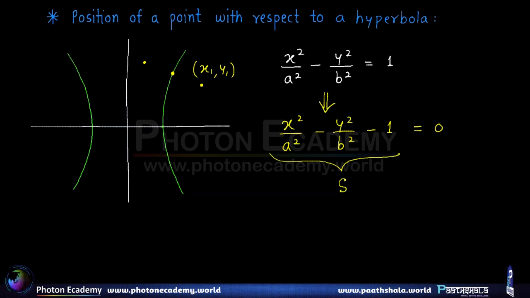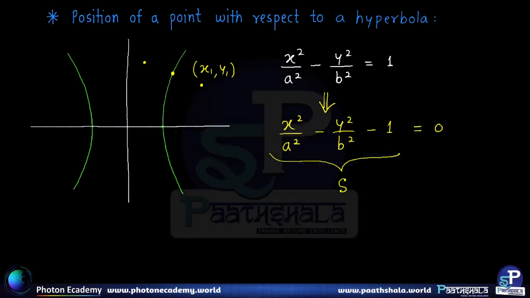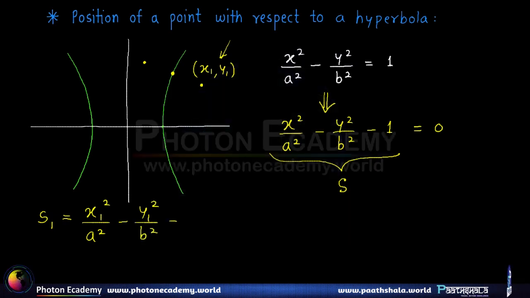Now what we have to do is, in this particular expression, we have to substitute the coordinates of the given point, and that we call S1. So here S1 basically refers to the value of the expression x1 square upon a square minus y1 square upon b square minus 1. That is S1. And now lastly, based on the value of S1, we decide where the point would be lying.